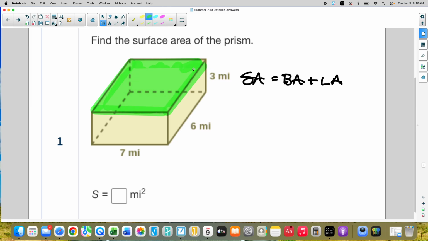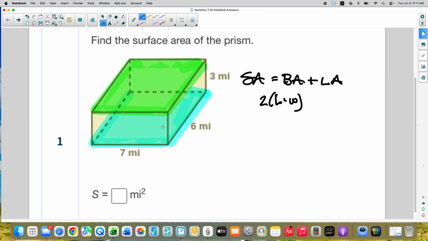And the other base, because bases have to be parallel to each other, would be the bottom of this. So when we talk about the base area, we're talking about the bottom and the top. The base area is going to be length times width, and we have two of them because we've got our top and our bottom.